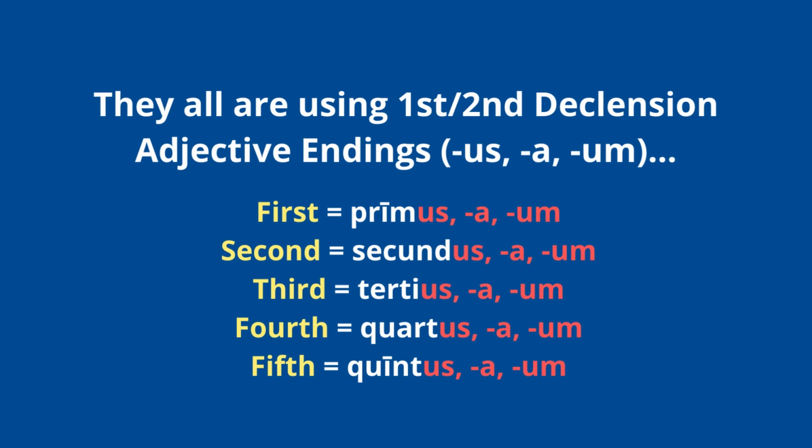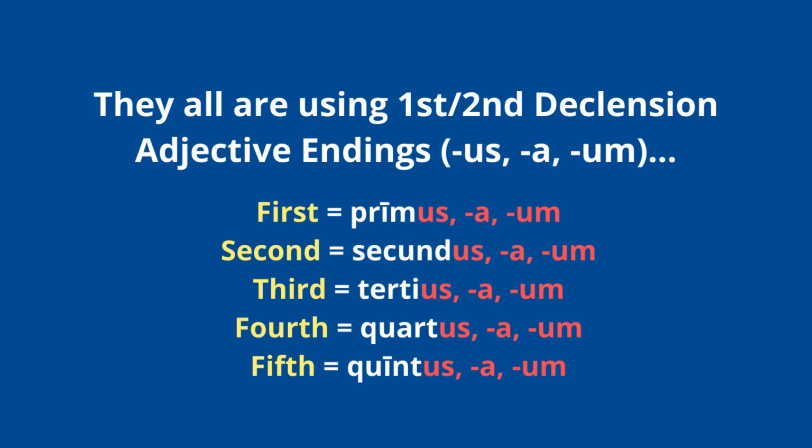Whereas before, when we were talking about just cardinal numbers, the numbers 4 through 10 didn't have any endings at all, right? And even the numbers 1, 2, and 3 didn't quite look like this. So ordinal numbers are actually pretty straightforward because they're using fairly simple endings, just first and second declension us, a, um adjective endings, okay? Just keep that in mind. But since they do use these endings, when you use ordinal numbers, they have to match in case, number, and gender.